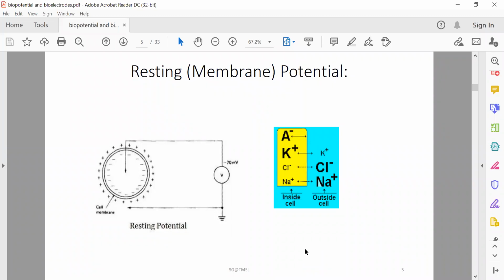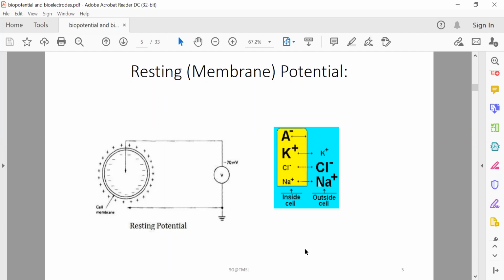Okay, and in this way the charge balance is somehow balanced. So equilibrium is achieved with a potential difference across the membrane. The inside of the cell is negative and the outside is more positive. This membrane potential is called the resting potential, and it is maintained until some kind of disturbance is caused to upset the equilibrium.